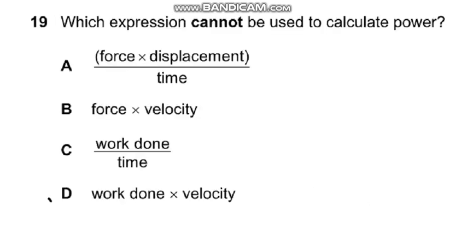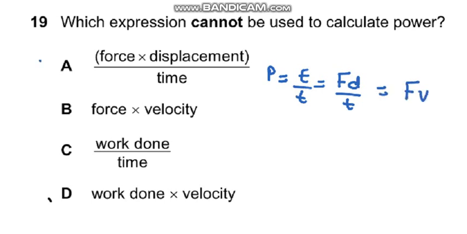The next question, question number 19, says which expression cannot be used to calculate power? So power is energy per unit time, force times distance over time, and it is also force times velocity. So let's see: force times displacement over time, that's correct. Force times velocity, that's correct. Work done per unit time, energy over time, that's correct. Work done times velocity, that's not correct. So the appropriate answer is D.